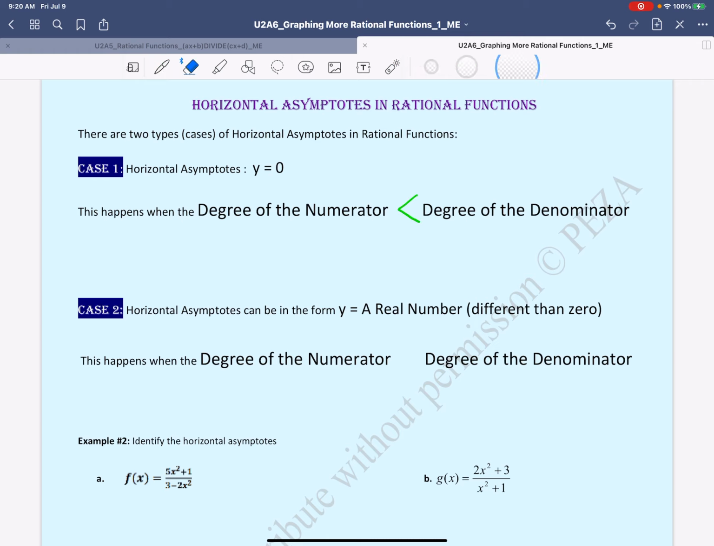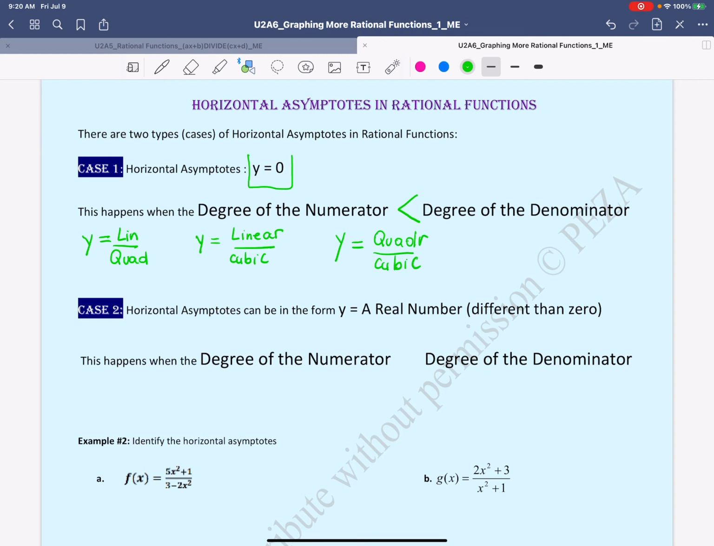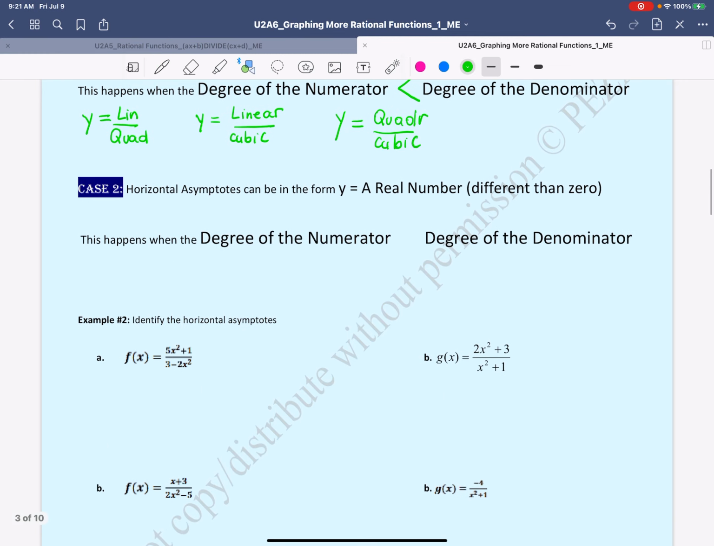What does that mean? It means that if a rational function is in the form y equals a linear over quadratic, or even y equals a linear over cubic actually, or any degree higher than 1, or when the rational function is in the form quadratic over cubic, then the horizontal asymptote will be at y equals 0.